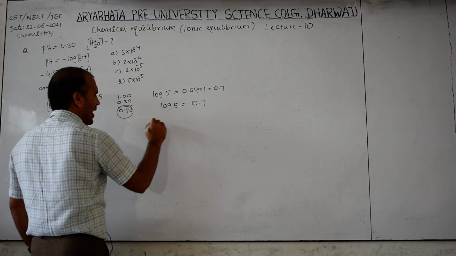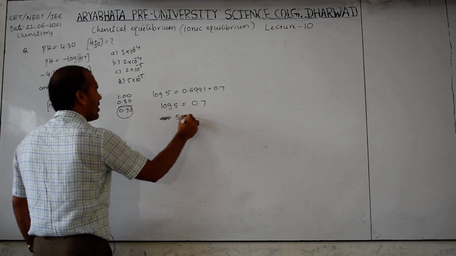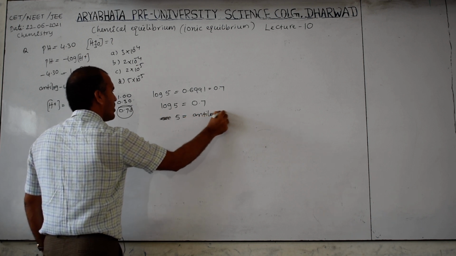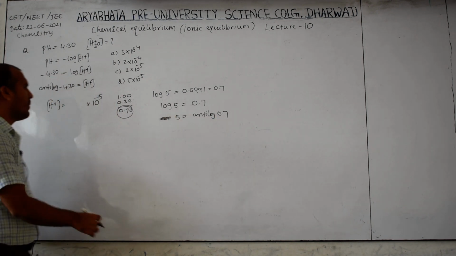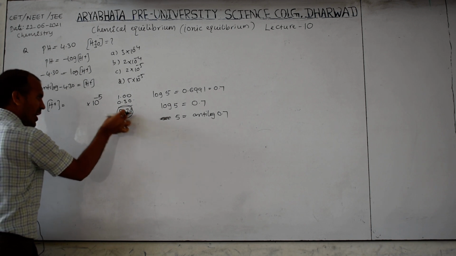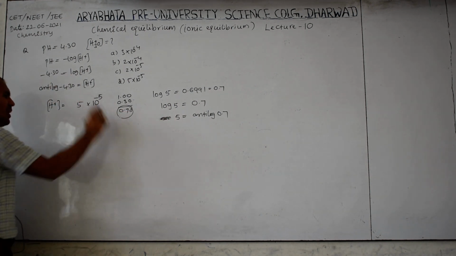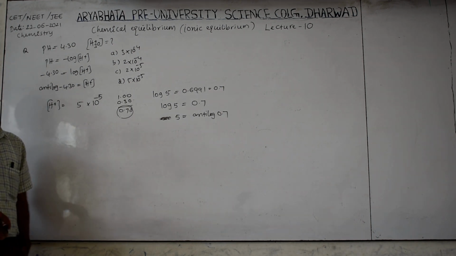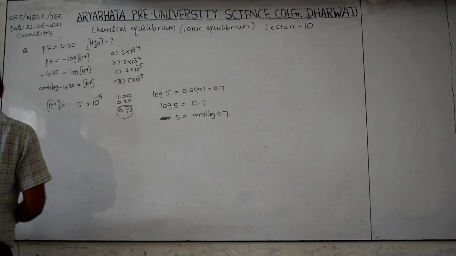Apply anti-logarithm on both sides. Anti-log and log cancel, then we get 5, which equals anti-log 0.7. So the anti-log of 0.7 is how much? 5. Therefore we got 0.7 now. Then we have to find the anti-logarithm of 0.7, meaning 5. Without the anti-logarithm table also we can answer now. This is very easy if you know the logarithm values 1 to 10. So option D is correct.